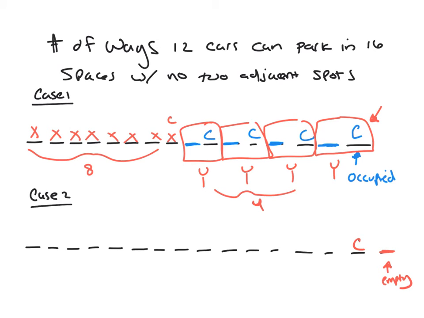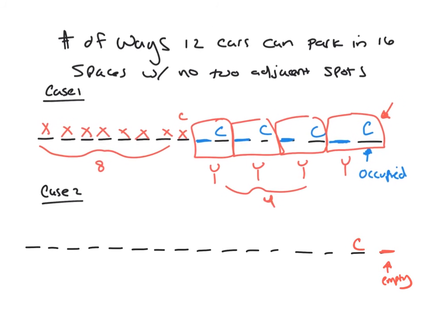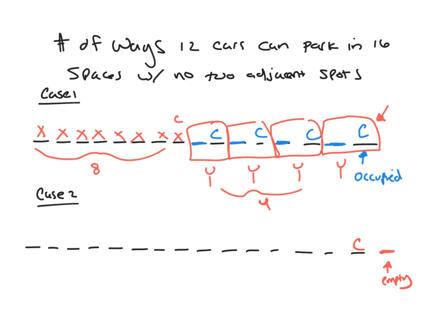So the number of ways of arranging these 8 X's and the 4 Y's is 12 factorial divided by 4 factorial, 8 factorial, which is the same as 12 choose 4. And just for time here, that's 495.